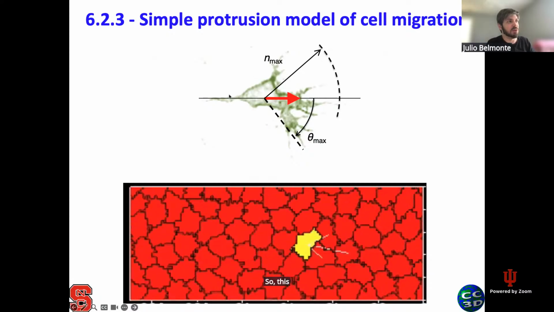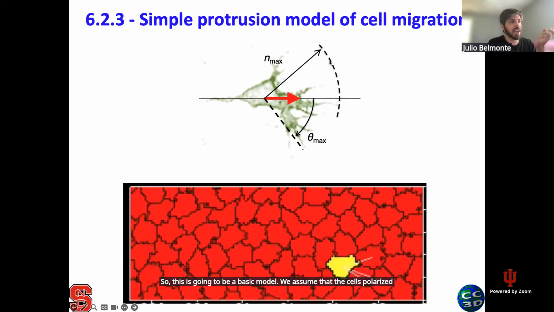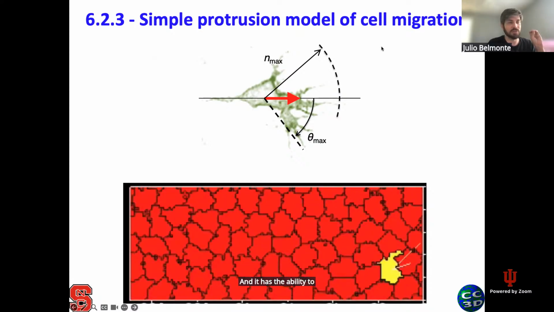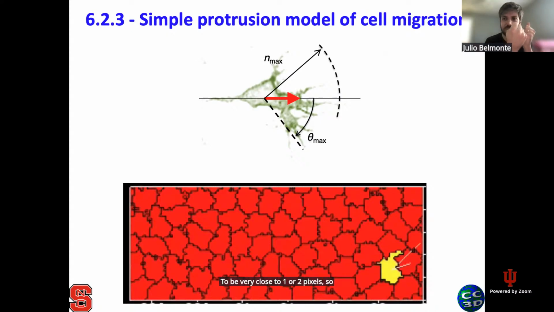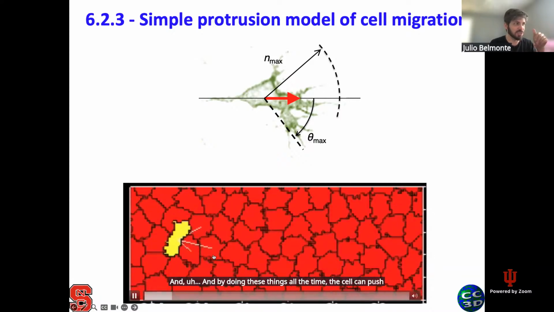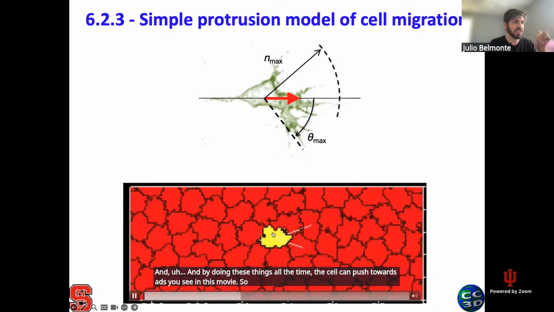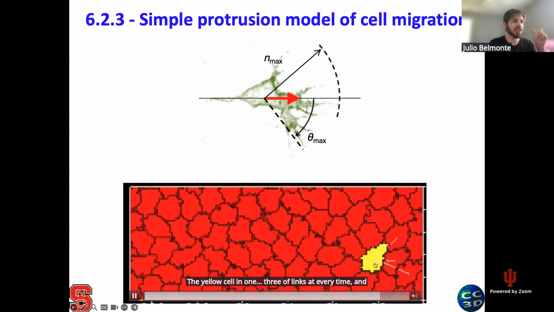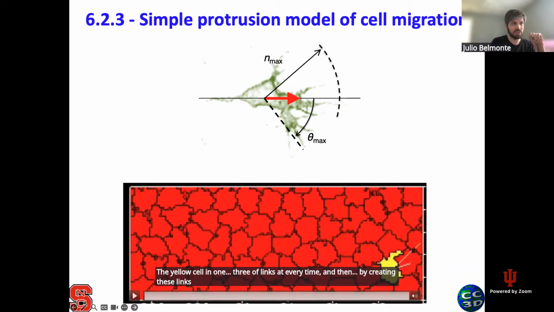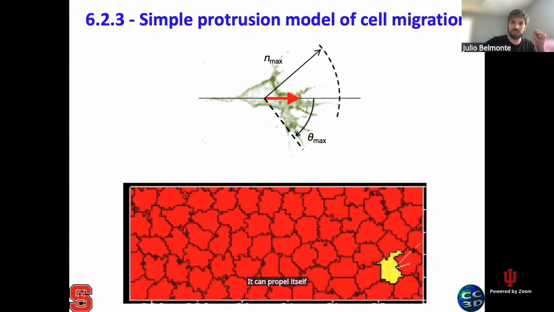This is going to be a basic model. We assume that the cell is polarized this way, and it has the ability to create links to the cells in front and pull the cells towards each other, because we're probably going to make the target distance very close to 1 or 2 pixels. So the cell propels itself forward, and by making these links all the time, the cell can push itself forward as you see in this movie. Here you see the yellow cell and three links at every time, and by creating these links always in the same given direction, it can propel itself towards the right.